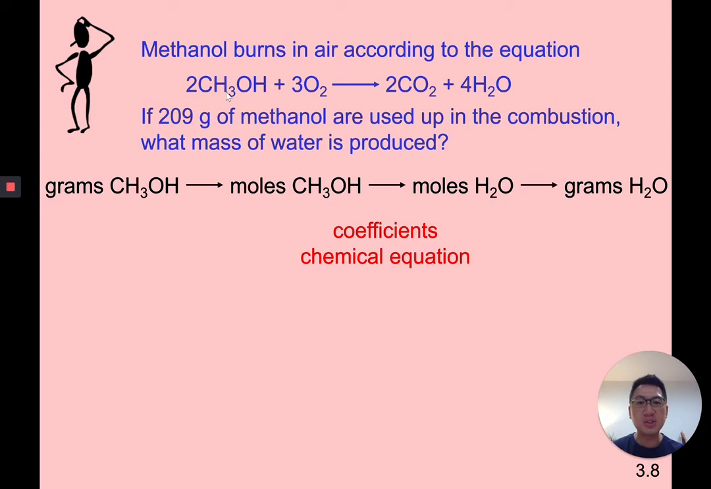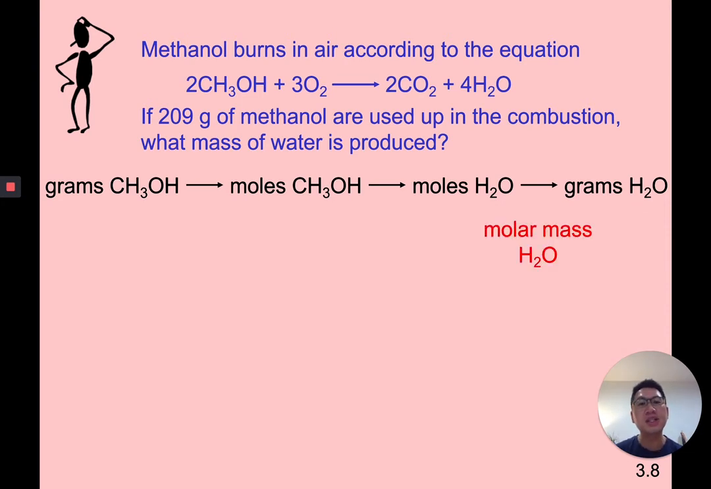Or 4-to-2 is the same as 2-to-1, so it's going to be double. So we use the coefficients of the balanced equation to do that. Once I have moles of water, how do I change moles of water into grams of water? I need to find the molar mass of water. Change grams to moles or moles to grams by finding molar mass.